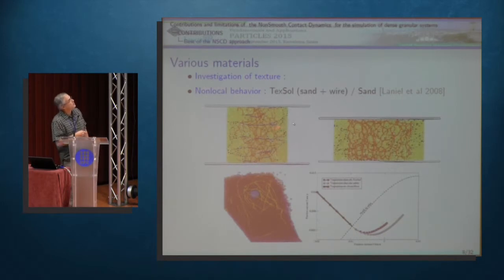Another example is applied to the Texsol. The Texsol is a mixture of sand and wire. And we have a comparison of the behavior of the Texsol on the left and sand on the right, where the influence of the wire is illustrated with tension in the material. And it is possible in this case, for example, to define an internal length in this material, for which the behavior is non-local. It is possible to study the influence of the wires in the trajectory of a bullet impacting a Texsol sample. The movie doesn't run yet.